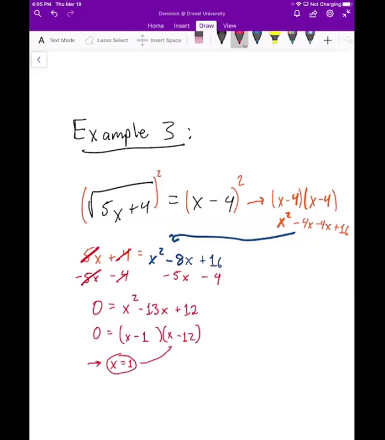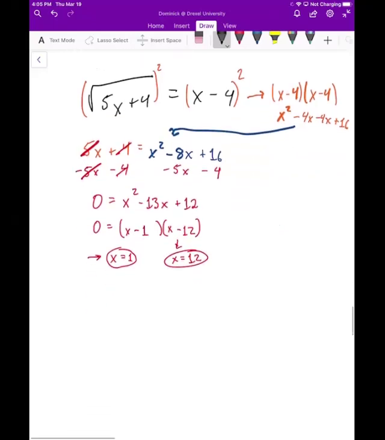Right, and then this one tells us, oops, I shouldn't do that. The second one tells us that x is equal to 12. All right, so now let's check both of these. So the last thing we need to do is check.